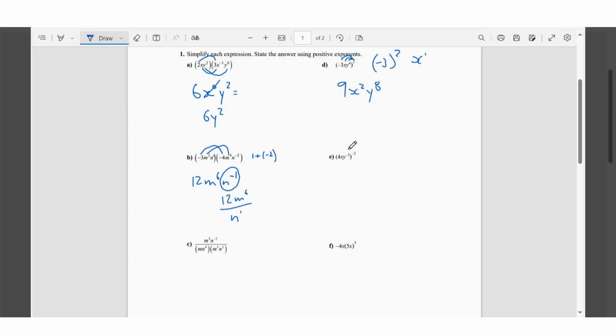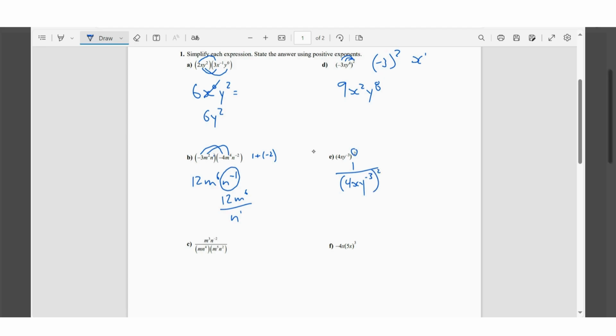Here we can distribute the negative 2 inside. Or you could flip it to begin with if you would like. I might just distribute inside first. Actually, what do I want here? Maybe I will flip the whole thing. 1 over 4 x y, still to the negative 3 because we're just dealing with this 2 squared.